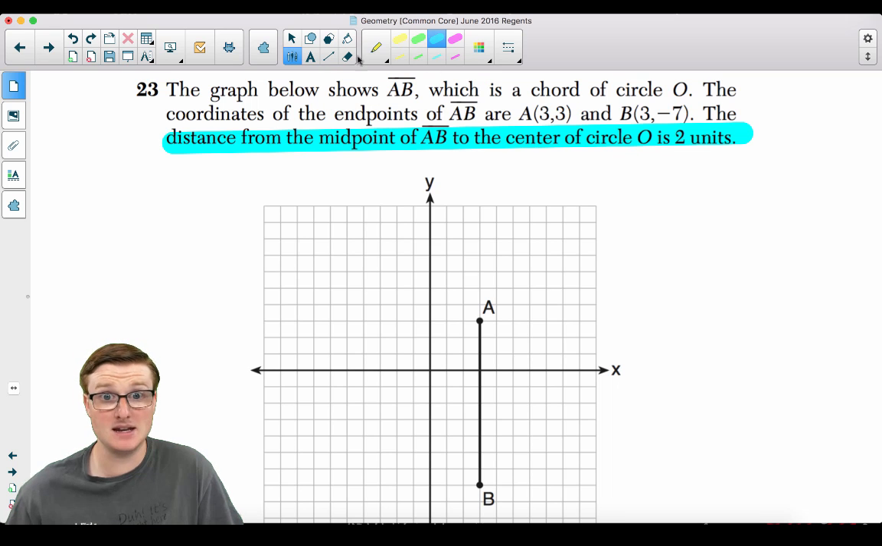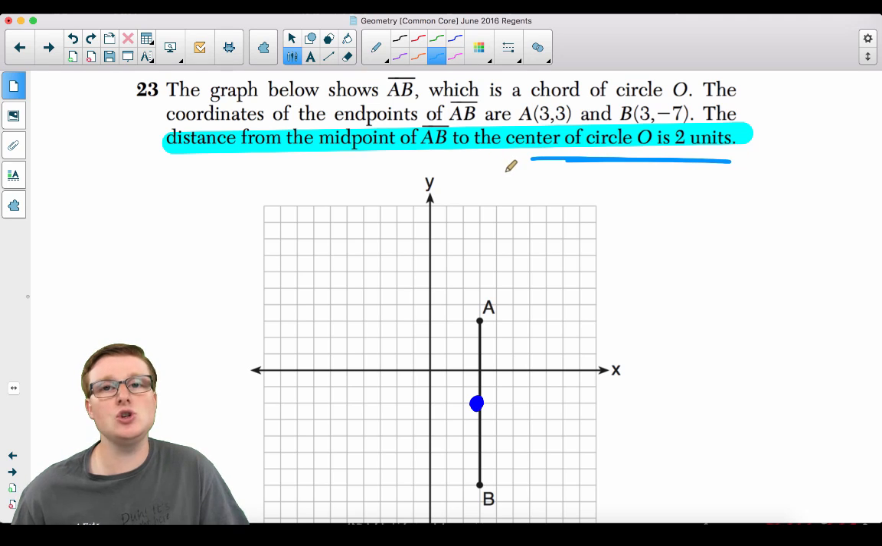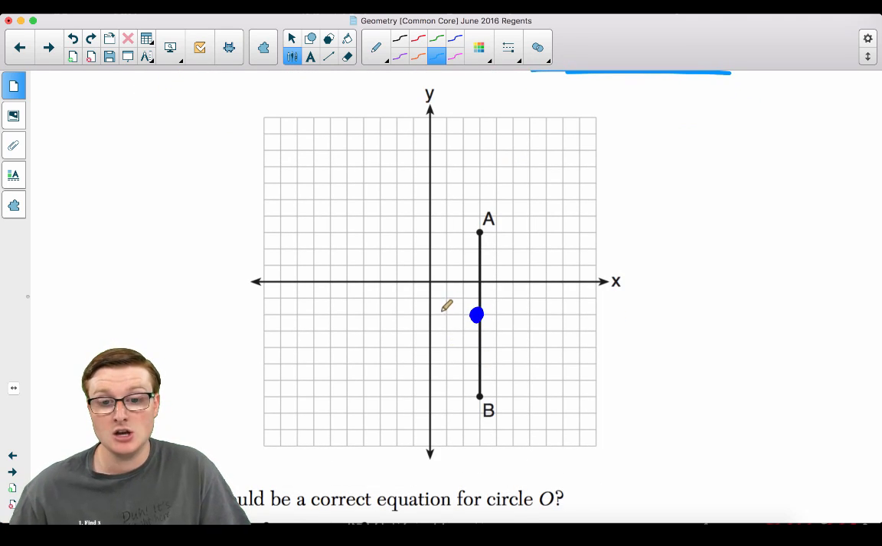What in the world does that mean? Well, if we go to our line segment here and we locate the midpoint, this right here, this blue dot, that is the midpoint of line segment AB. Now, it says here that the center of the circle is 2 units from its midpoint of line segment AB. So that means that this red dot could be the center.